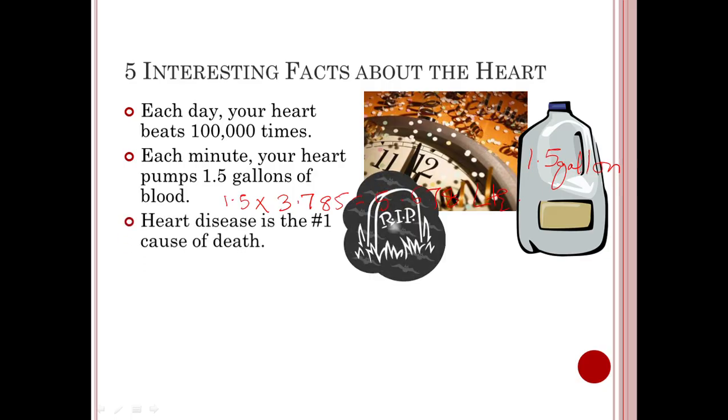Next point, heart disease is the number one cause of death. Many people die because of heart diseases. It could be stroke, cardiac arrest, any kind of trauma, or any kind of issue with the heart. So heart disease is the first and foremost reason of death in the whole world.